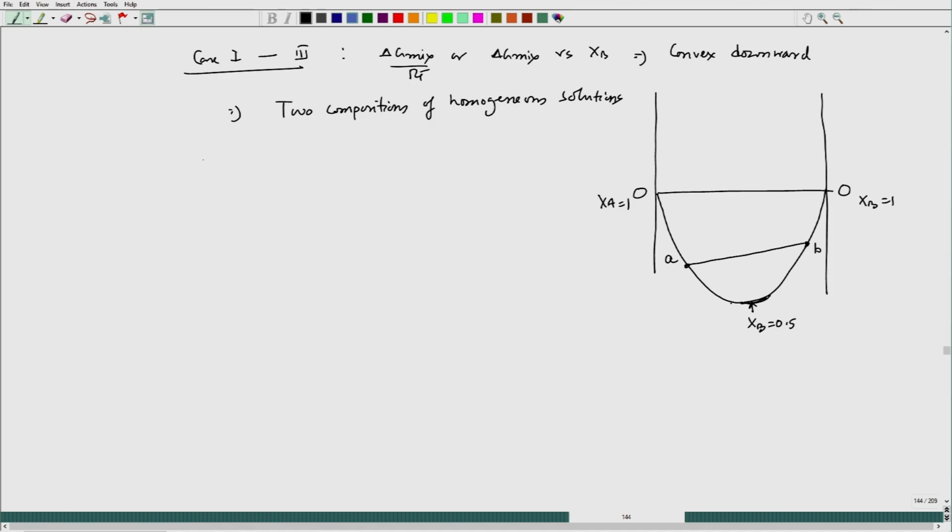Okay. So, this straight line AB indicates the free energy of the system considering solution A and solution B, and this is Xp which is going this way. Remember, we always have kept temperature and pressure constant.